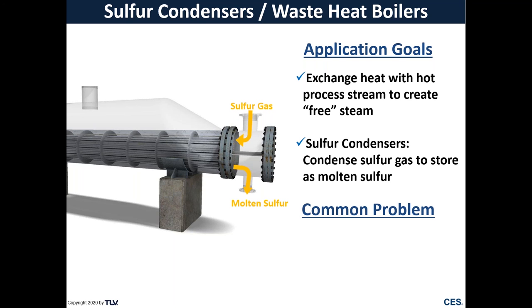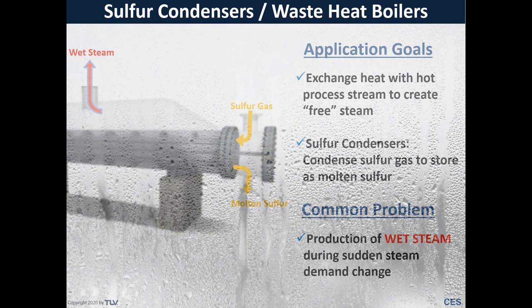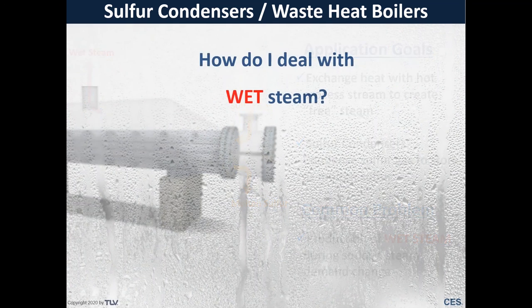However, one common problem, probably more common in other refinery units, is that waste heat boilers often produce very wet steam. And this occurs during sudden changes in demand for that particular steam line, such as when a steam turbine or other large steam user is turned on. So your question is, well, how do I deal with wet steam? And hopefully you were paying attention when Tracy was talking about wet steam and vacuum applications, because wet steam is going to wreak havoc on ejectors, turbines, and cause problems with erosion, and even limit performance of process heaters.